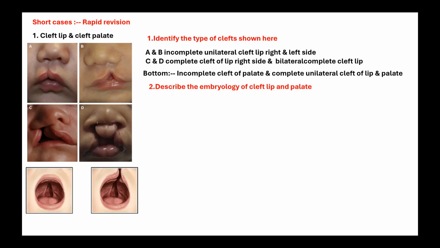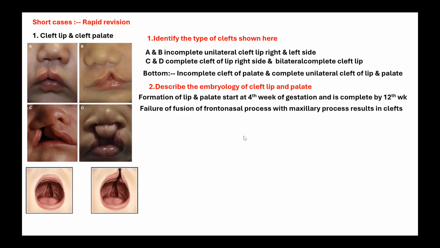Cleft lip is a failure of fusion of two elements: one is the nasal process, the other is the maxillary process. The two have to unite. They don't unite. That's all. Very simple. Formation of lip and palate starts at the 4th week of gestation and is completed by the 12th week, that is within the first trimester.